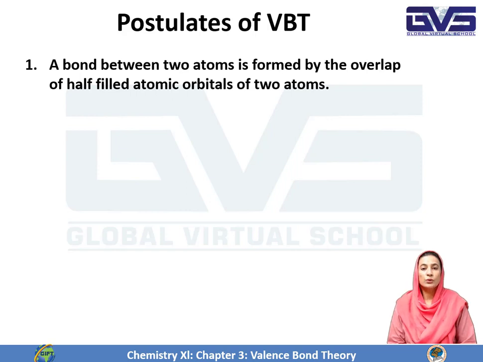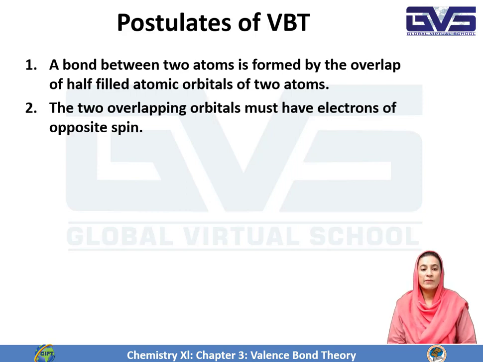Second, the two overlapping orbitals must have electrons of opposite spin. In their singles, in their relevant orbitals, they may have a clockwise or anti-clockwise spin, but when they are paired, then they have an opposite spin, a paired spin, like one electron will have an anti-clockwise and the other will have clockwise spin.